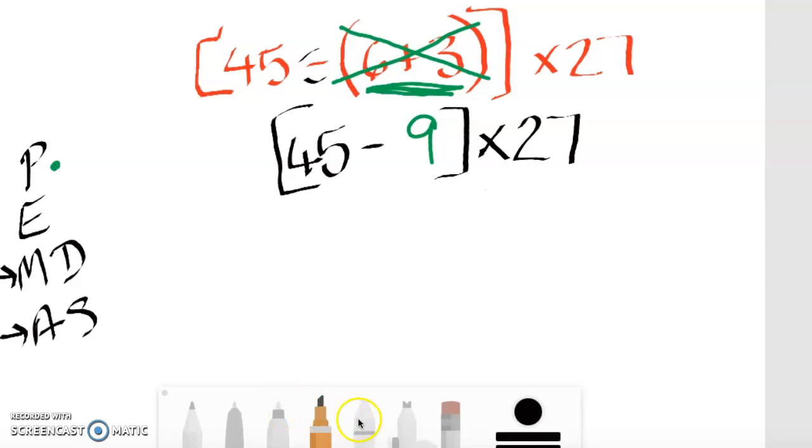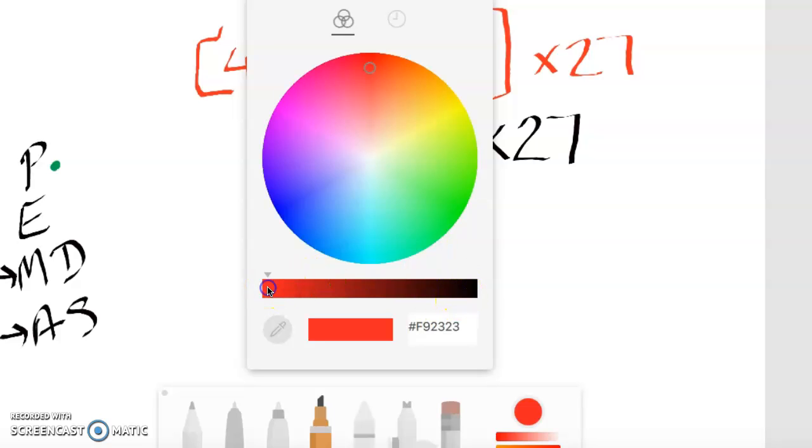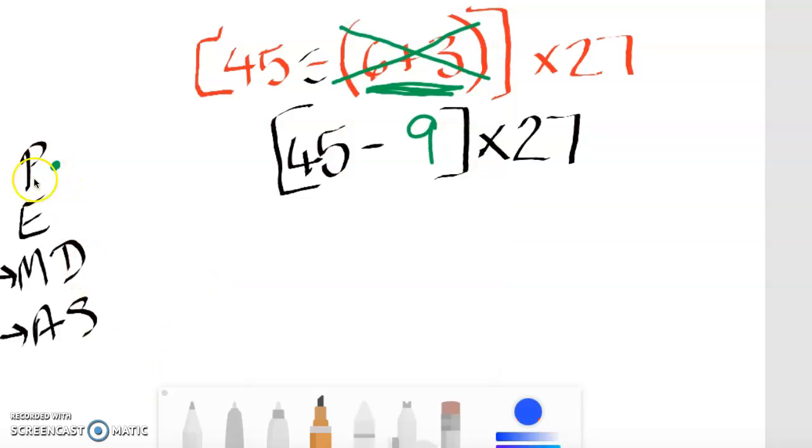Next step, again, let me change my color. I'm going to go back to my PEMDAS and have a look. Do I have any parentheses or brackets? Yes, I do. I have these brackets right here, and that's grouping. So I know I have to do that first. No matter what comes next, I know I have to do that. 45 minus 9. Well, I know if I take 10 away, I got 35, but I'm actually only taking 9 away, so I have 36.